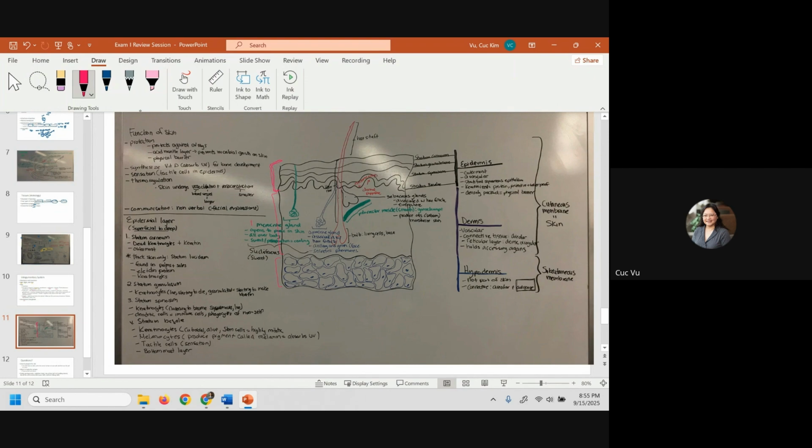Here's one. Here's another one. Here's another one. Oh, the glands. Yes, ma'am. That's where you would find them. You would find the glands in the dermis.